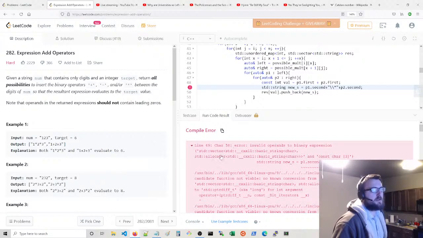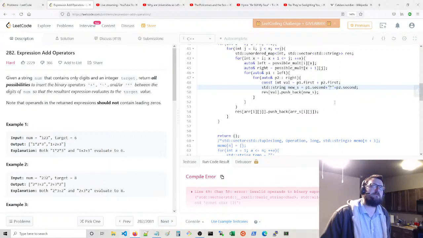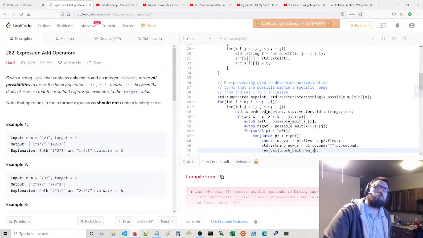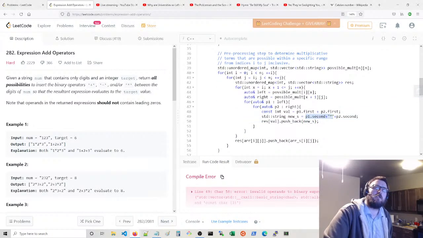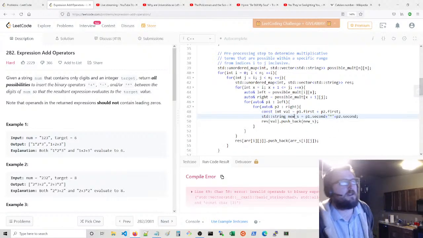Invalid operands to binary expression. Basic string. Can we not? What? Is this concatenation not a thing? And what is going on? Hello? That's weird. What is going on there? What? Oh, because this is a vector. I'm sorry, that's why. Oh, that makes sense.